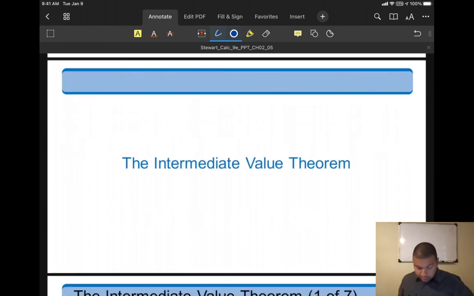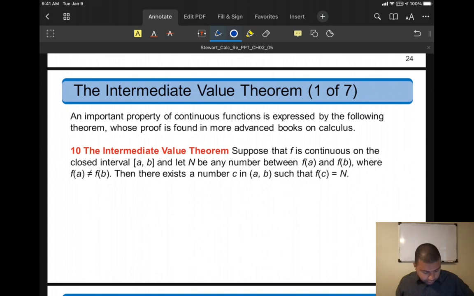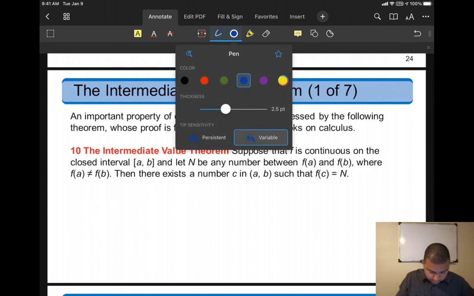Okay. Now, what do we do with this? Here's the intermediate value theorem, the first sort of usefulness that we can find in general mathematical investigations. Suppose f is continuous on a closed interval [a, b], and n is any number between f of a and f of b, where f of a and f of b are different. This is just a technicality. We're going to discuss more. Then there exists a number c such that f of c equals n.